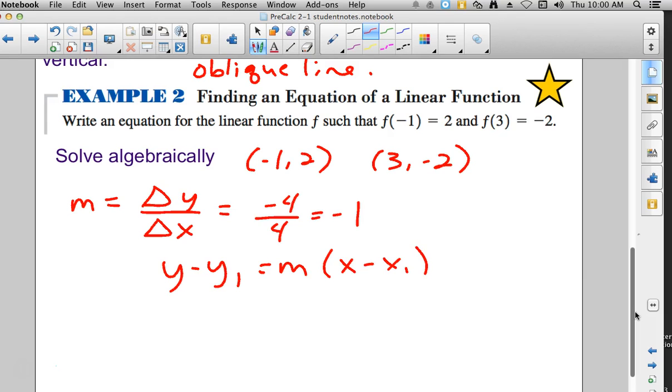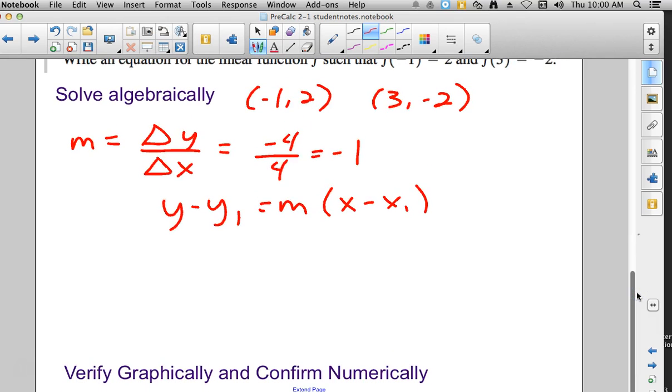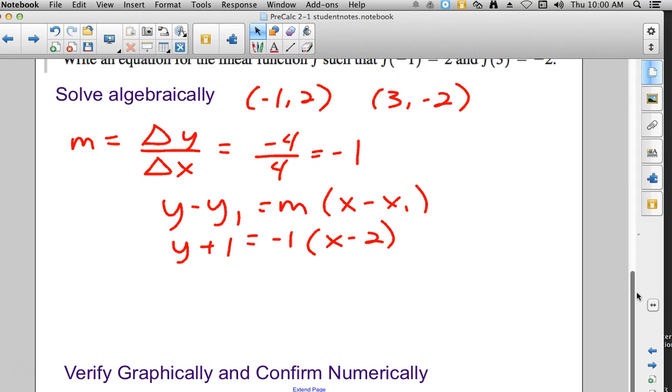Beautiful. Got it. So, does it matter which point we pick? No, it doesn't. I generally like to use the smaller numbers, I guess, less mistakes maybe. So y minus a negative 1 will be y plus 1 equals negative 1 times the quantity x minus 2. Usually, textbooks will give the answer in slope-intercept form. Here's why. Obviously, if I didn't take negative 1, 2, I would be using this instead.